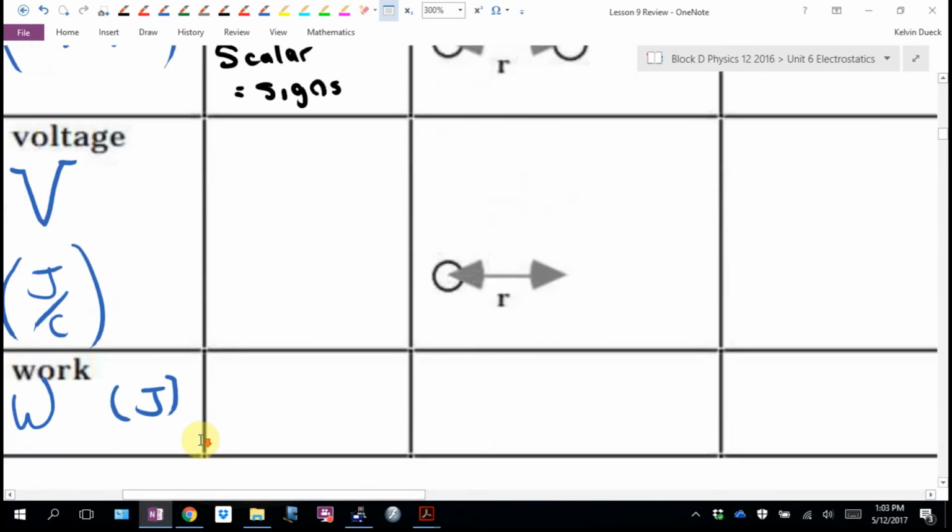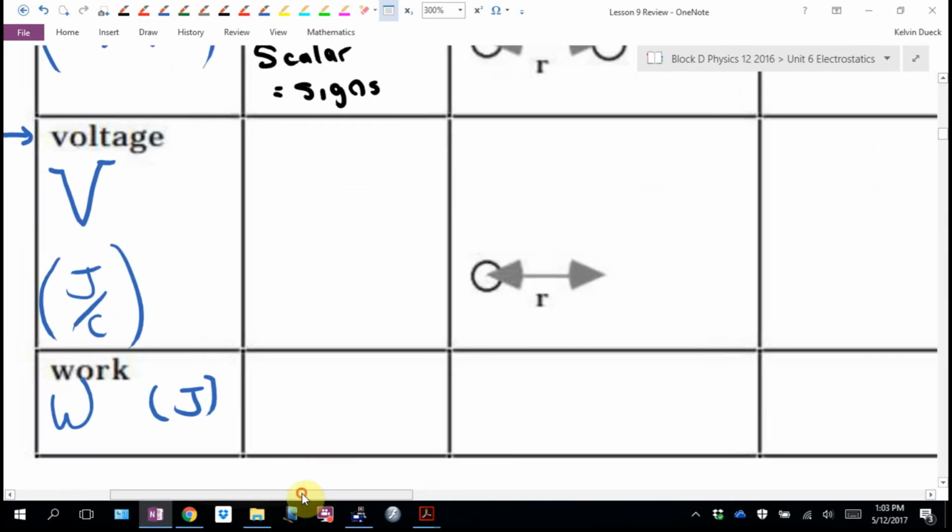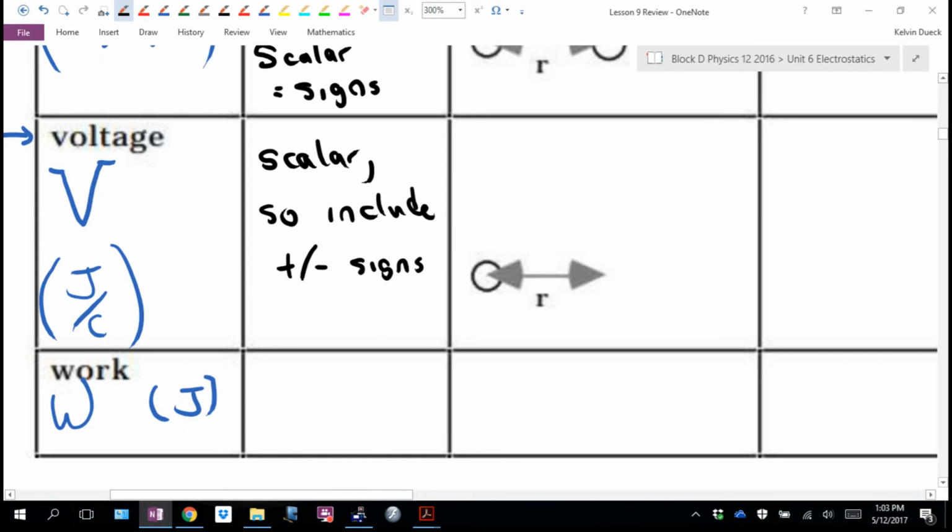Voltage. Scalar or vector? This is scalar. So include the plus or minus signs. Same for energy. Same for voltage.